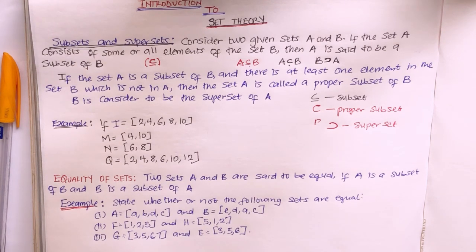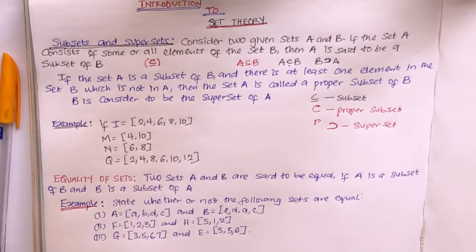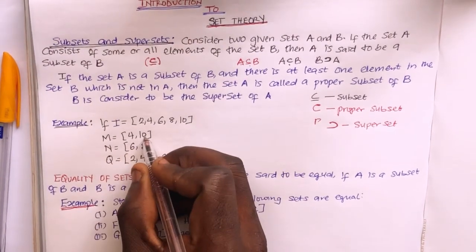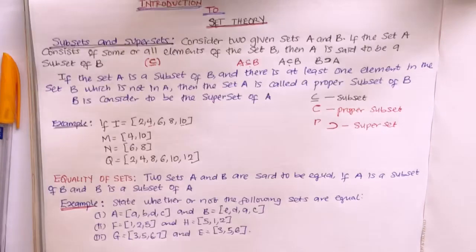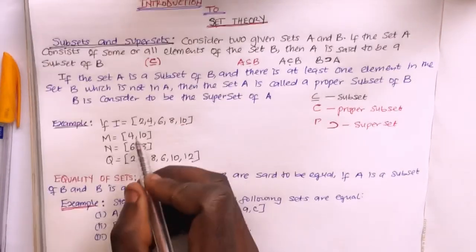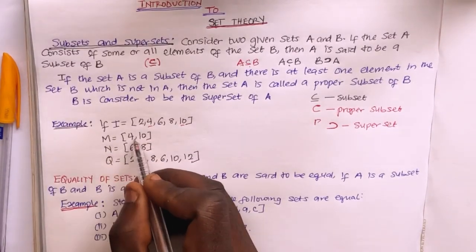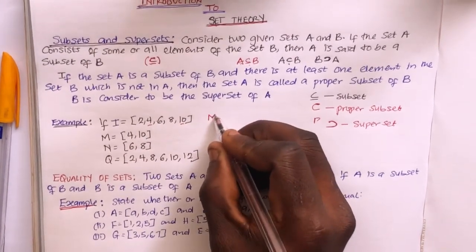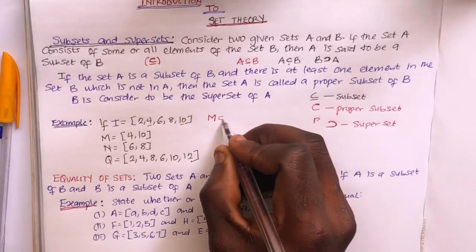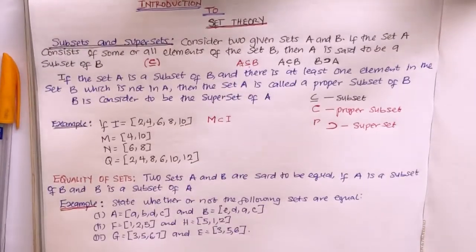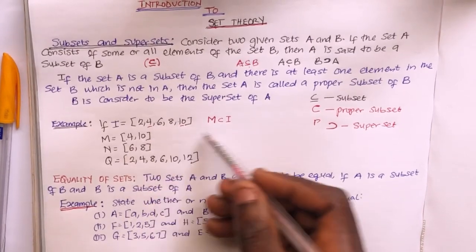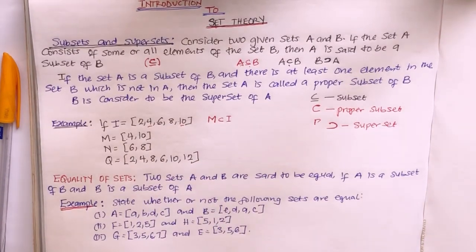Then the first thing I need to consider here is my M. I'm going to refer M to my I now. I have 4 and 10 here, and I have 4 here and 10 here. Can you see it now? So in this case, since I can find all elements in M inside I, my M is a proper subset of I. Can you see that? Since M is found inside I, that means M is a proper subset of I. Do you understand now?